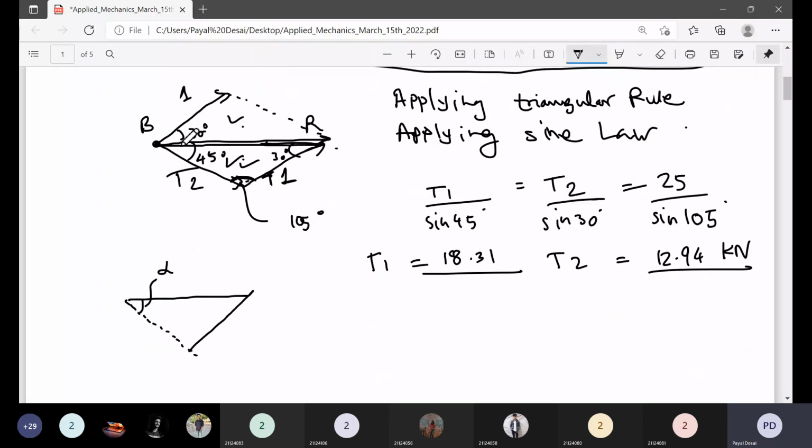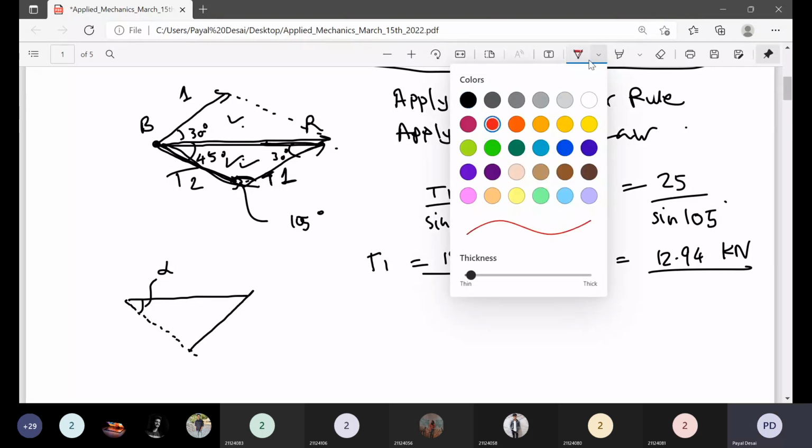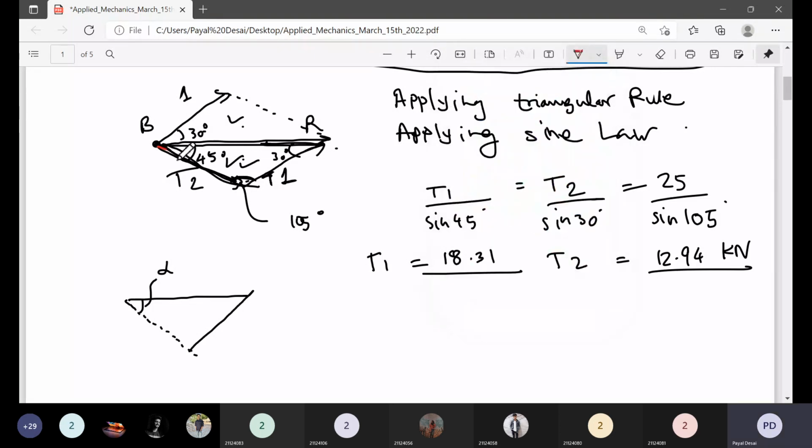Try to understand, okay, this rope 2, its value we need to be minimum, and I need to understand at which angle. It is very simple, I will explain to you at which angle this value should be minimum.